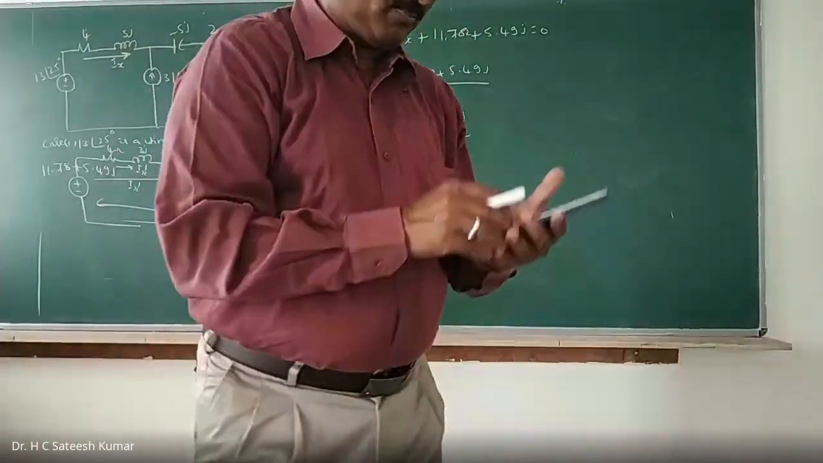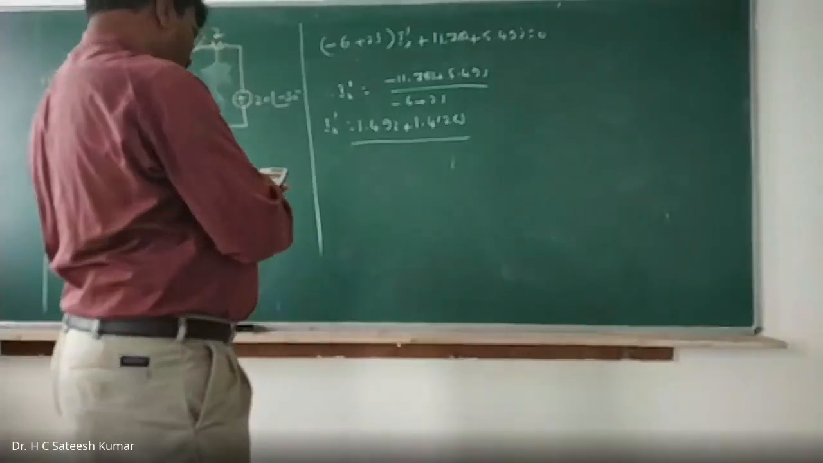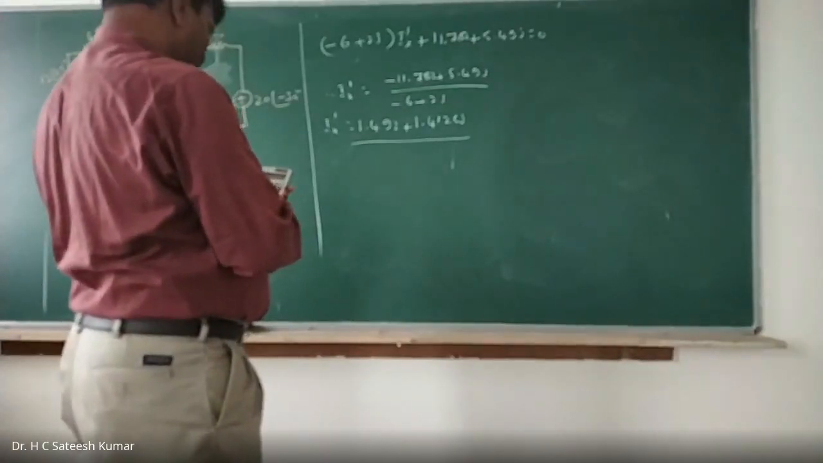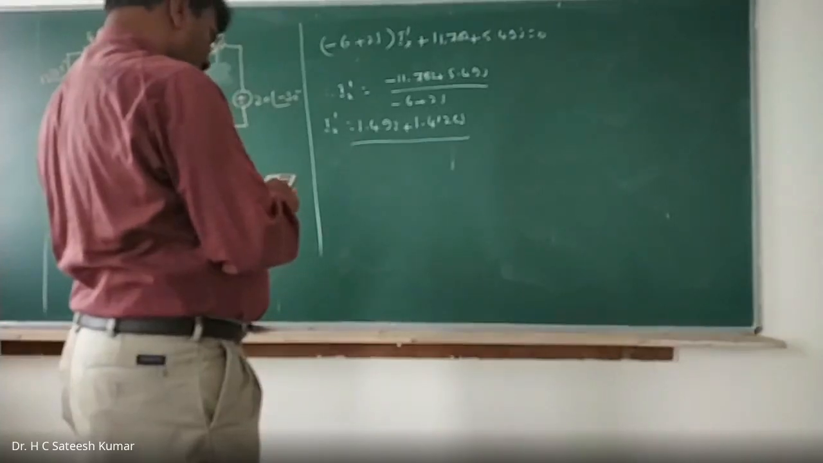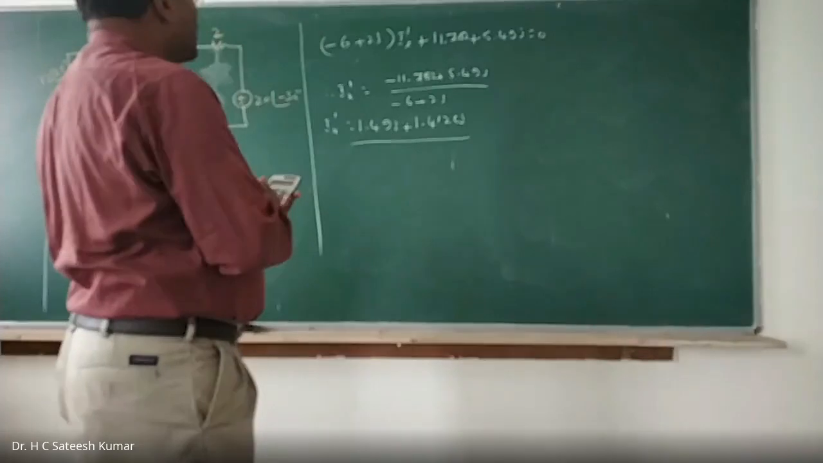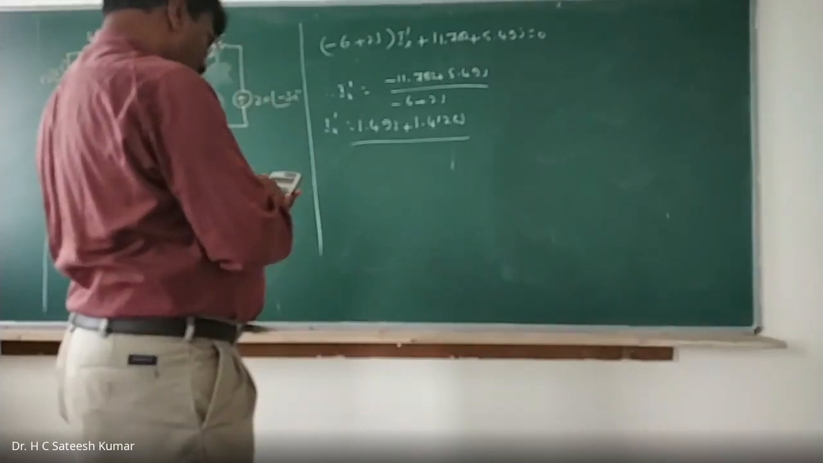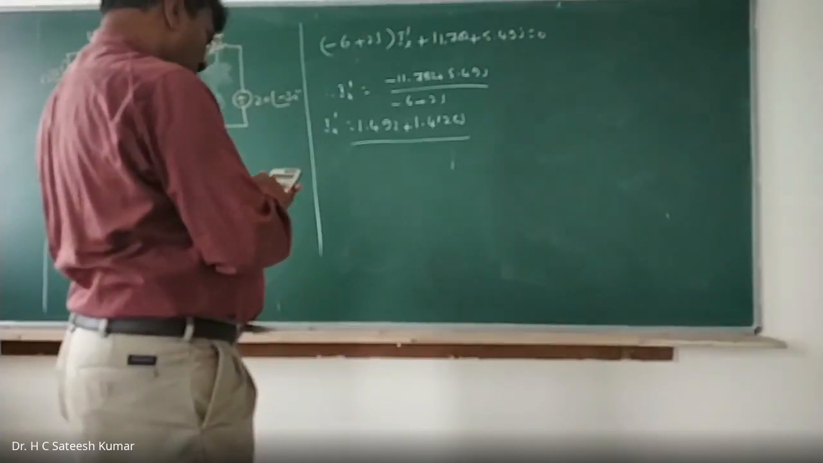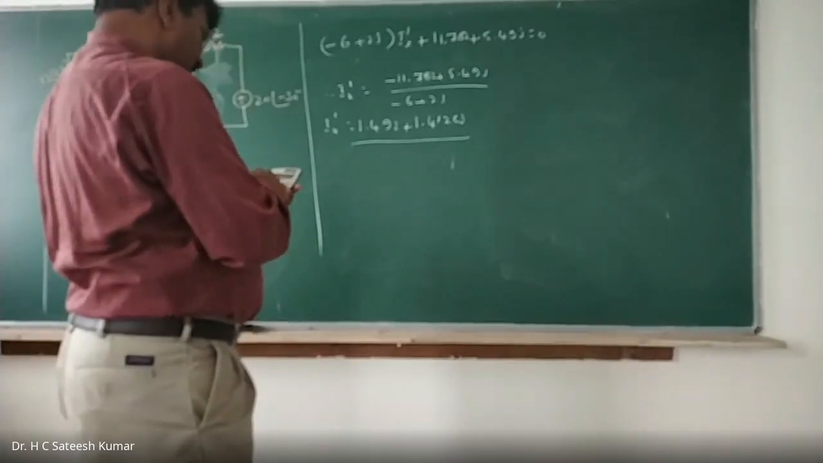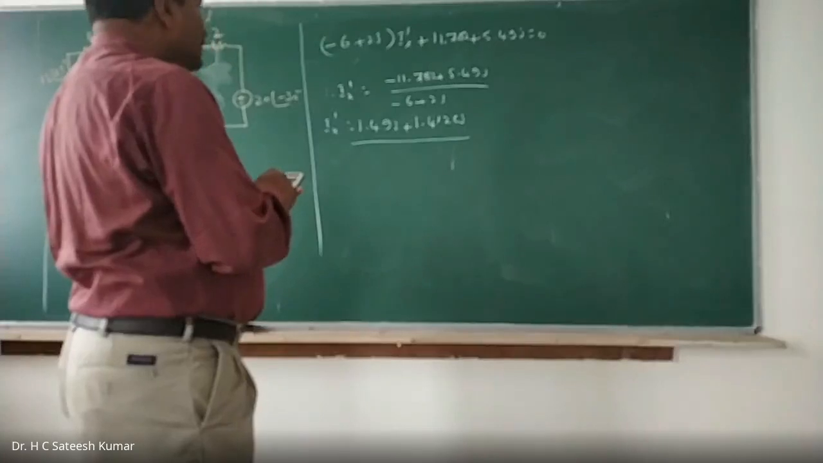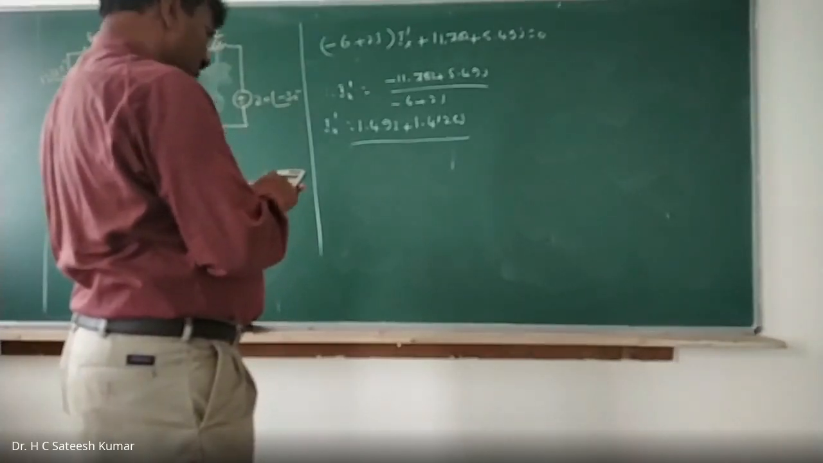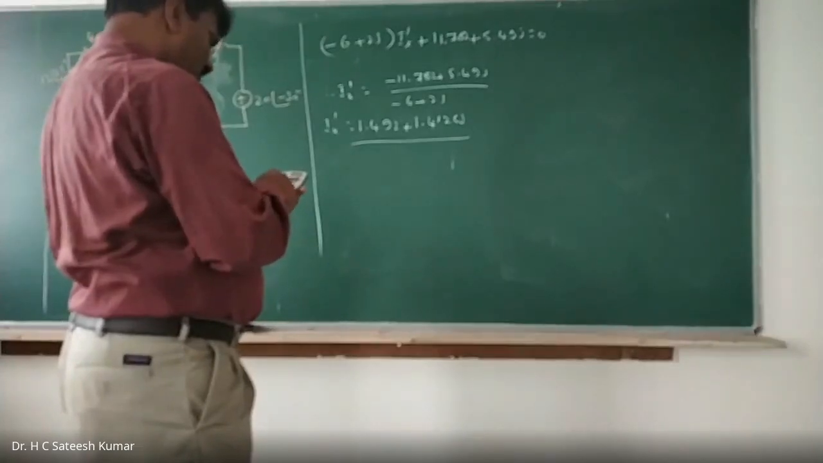11.78, put a bracket. Minus 11.782 plus 5.49, close the bracket, divided by minus 6 plus 2j, close the bracket.